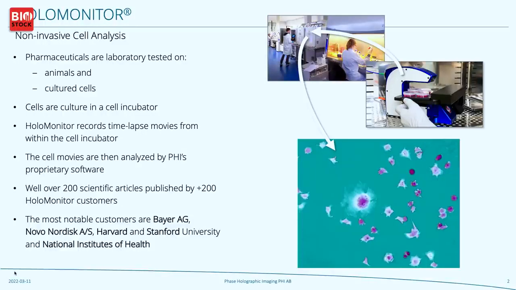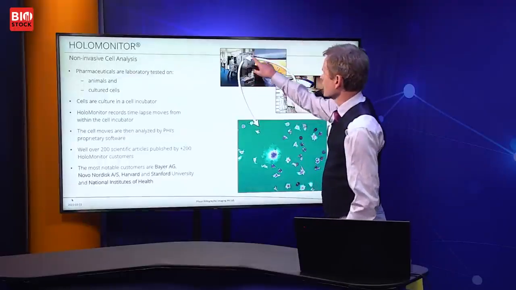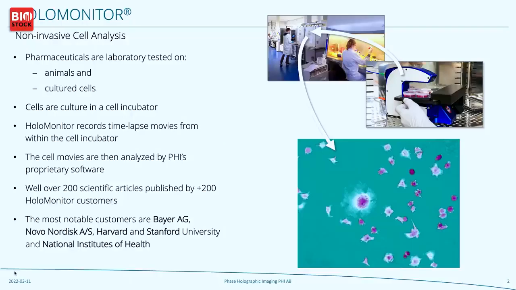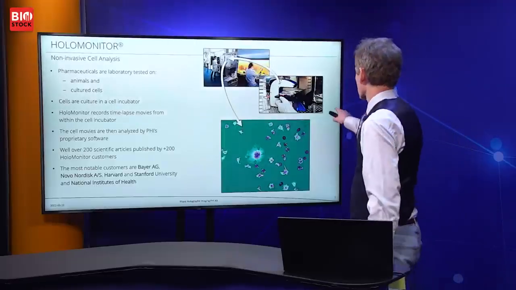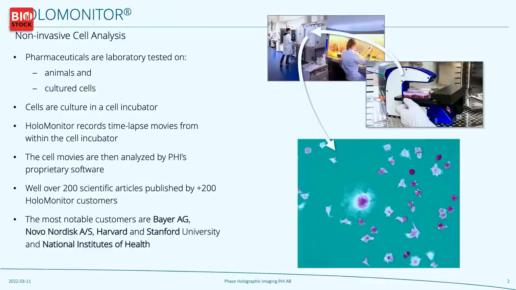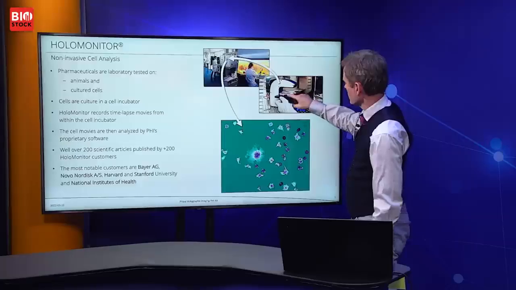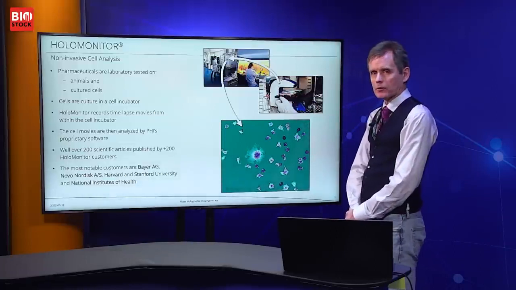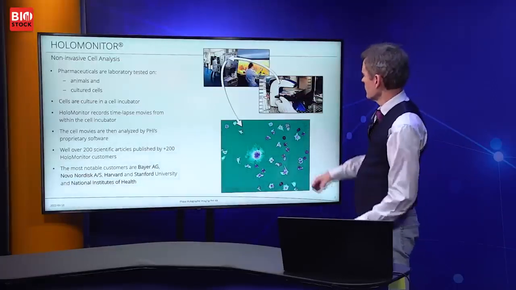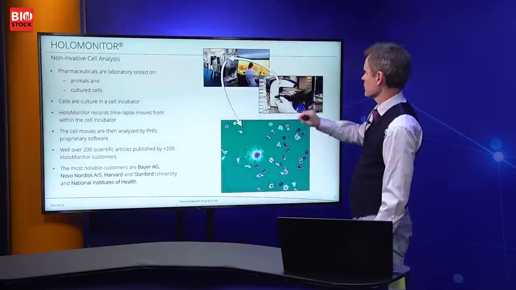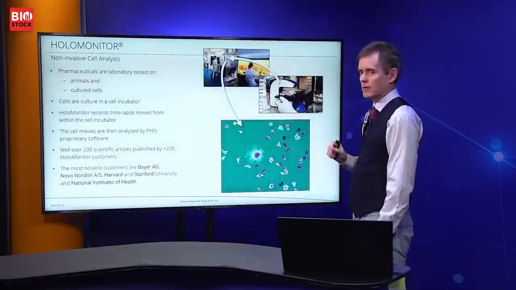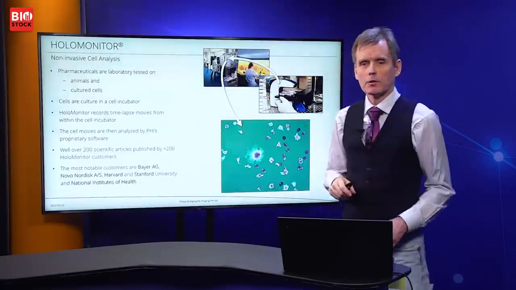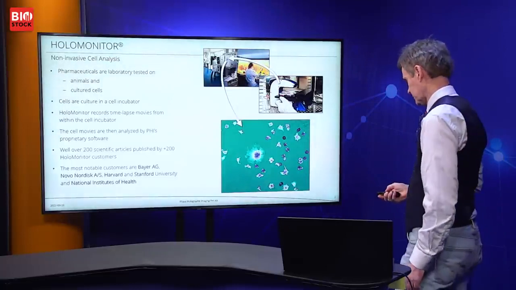Cells are cultured in what is called an incubator, and you see the incubator here. In this cell laboratory, HolMonitor records time-lapse movies from within a cell incubator. What you see here on the screen is our instrument, HolMonitor, within the incubator. And what you see on this motorized stage are 3 cell cultures, each in a petri dish. HolMonitor moves from cell culture to cell culture and records images. These images are then put together to create a time-lapse movie of the cells.